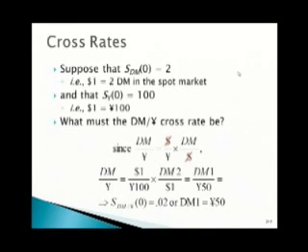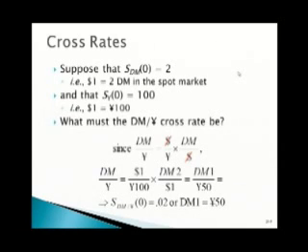Cross rates. We use this term S_DM(0) to represent the spot rate. This is the spot rate of Deutschmarks for dollars at time 0. And it looks like $1 will buy us 2 Deutschmarks in the spot market. And similarly, $1 will buy us 100 yen in the spot market. So we can from that infer what the Deutschmark to yen cross rate would be.